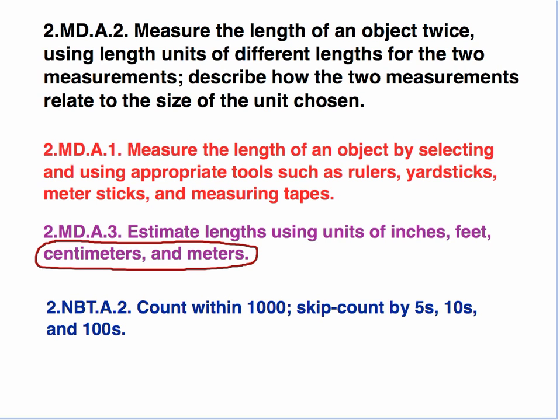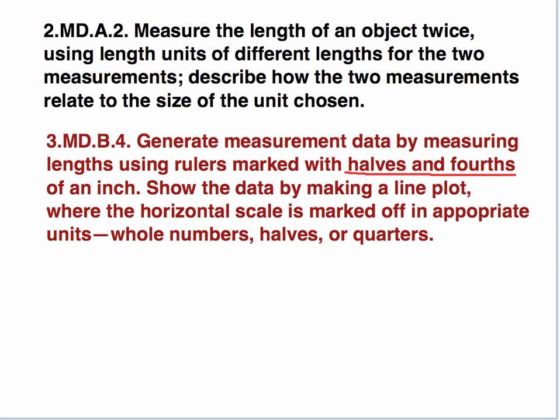Now, with centimeters and meters, we might get into some larger numbers, but if we look at the second grade standards, there's standard 2.NBT.A.2, where students have to count within 1,000, and they can skip count by 5s, 10s, and 100s. So we might get into some large numbers with the centimeters, but students are expected to handle numbers within 1,000, so we should be okay as long as we keep them to 3 digits.